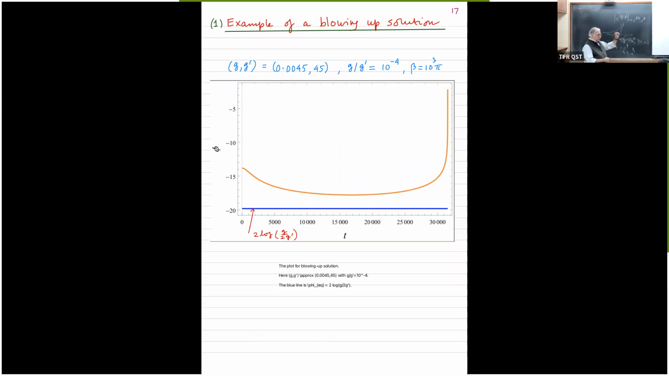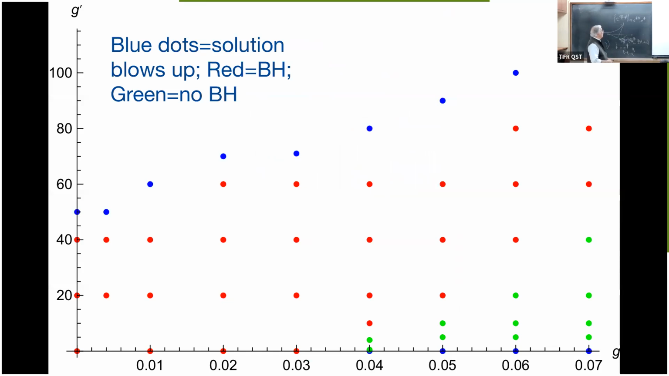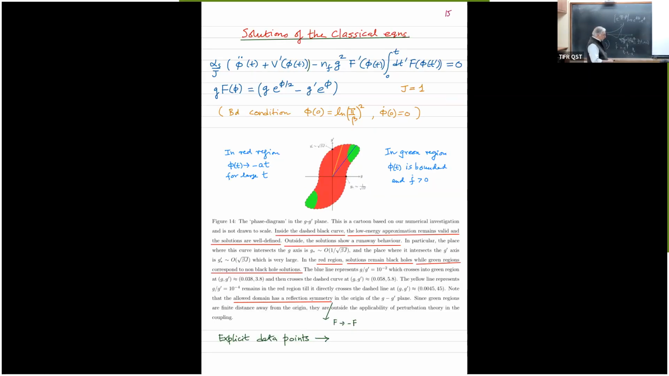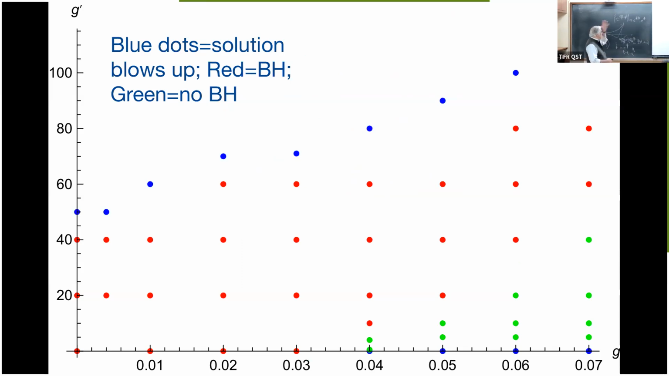You take values of G and G prime outside that region, this is what you get. The solution blows up. Let me finish the slides before you ask the question. So here are the actual calculations. And there are many more points actually which have been calculated.